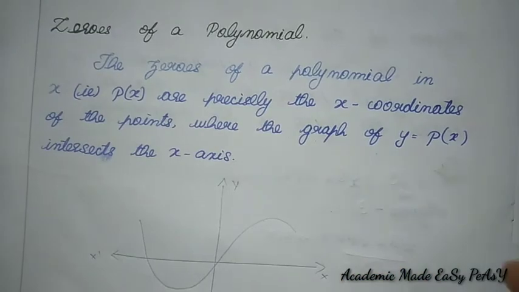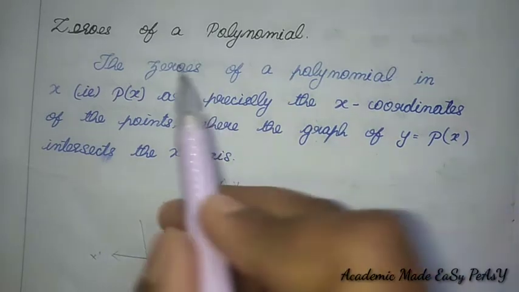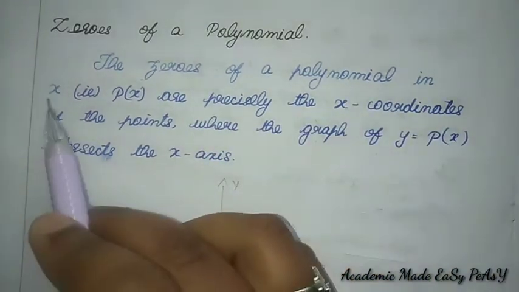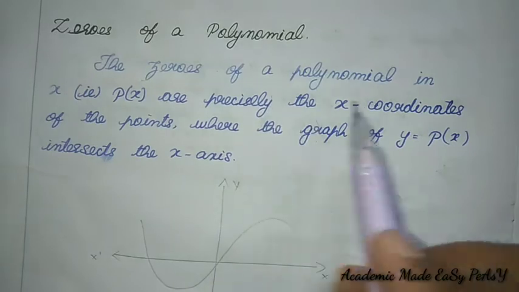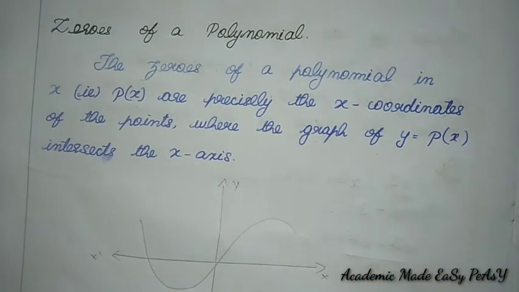The next interesting and important topic is zeros of the polynomial. Zeros of the polynomial is nothing but the solution for the given polynomial, whether it is linear or quadratic or cubic, whatever it is. Finding the solution of the given polynomial is called zeros of the polynomial. So the zeros of the polynomial p of x are precisely the x coordinates of the points where the graph of y equals p of x intersects the x-axis.